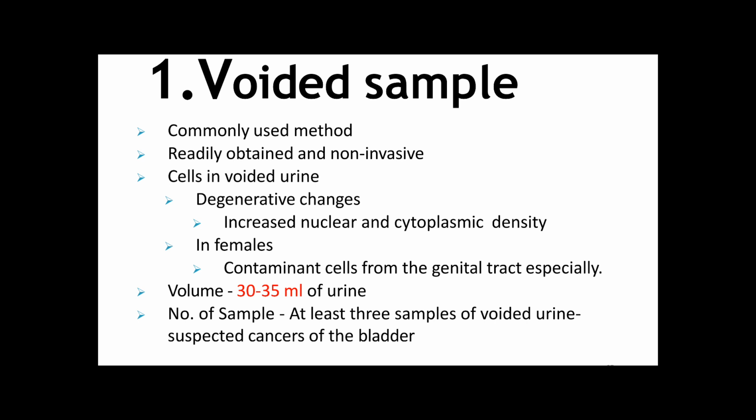Normally the volume of the voided sample is 30 to 35 mL of urine. So here we already discussed, if you want to identify cancer of the bladder, we need to submit three samples for that.